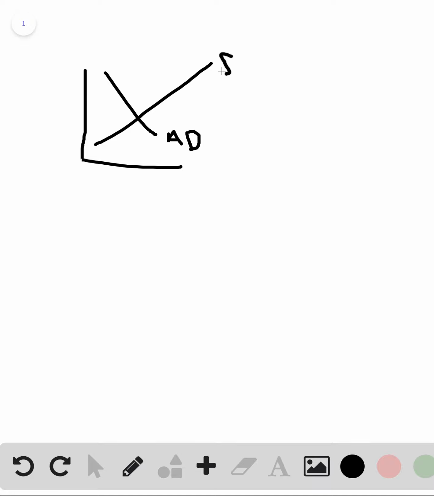We are going to look at the aggregate demand curve, which we will write as AD, and the short-term aggregate supply. And our axes are going to be price level, which I'm going to just write as price, and real GDP. Okay, cool.